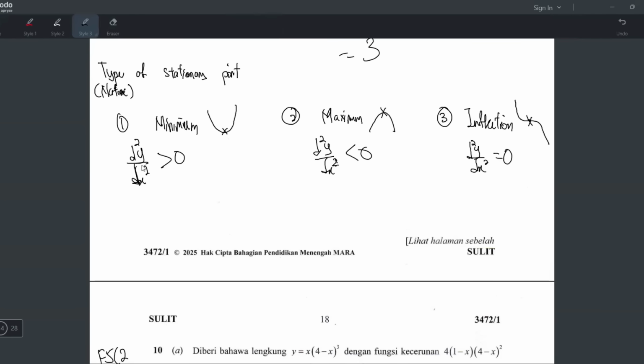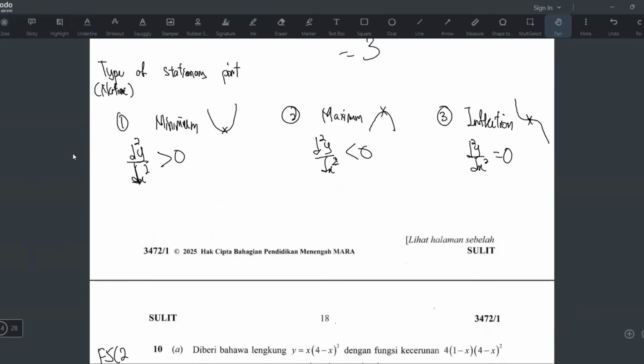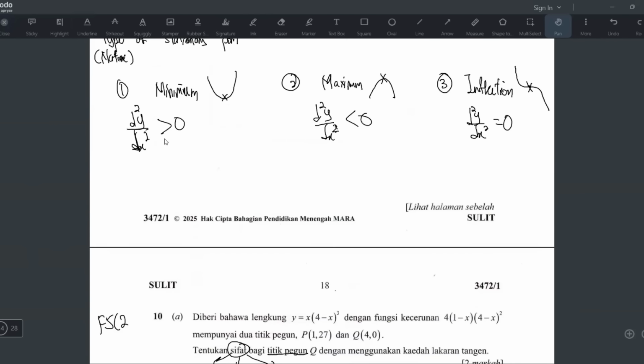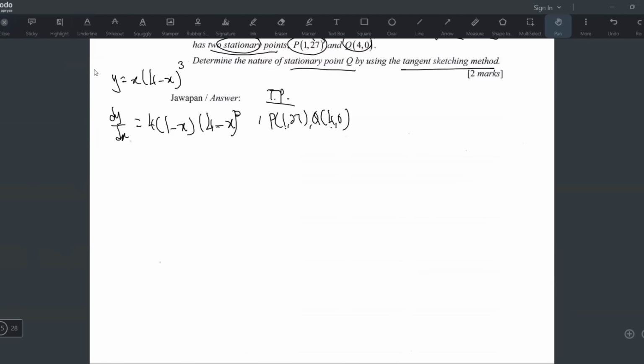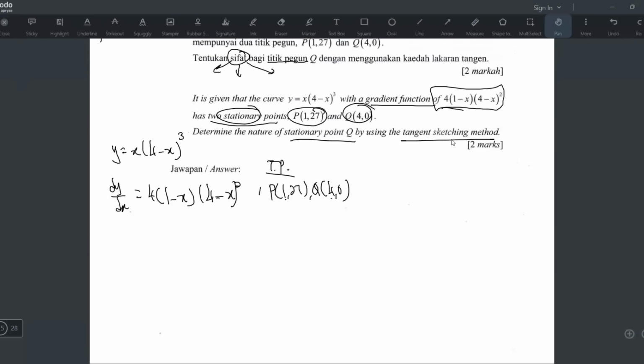Alright, so this is the method used to determine the nature of the turning point, which is by doing second derivative. Tapi ada lagi satu cara, is called the tangent sketching method. And this soalan wants you to use that method. So what is the tangent sketching method? I'll explain to you now. Of course, if the soalan never say which method, I will just do the second derivative. Just ambil ini, differentiate sekali lagi. But if you differentiate this sekali lagi, you will expand first and then do UV method again lah. But we cannot do like that. The soalan say use tangent sketching method.